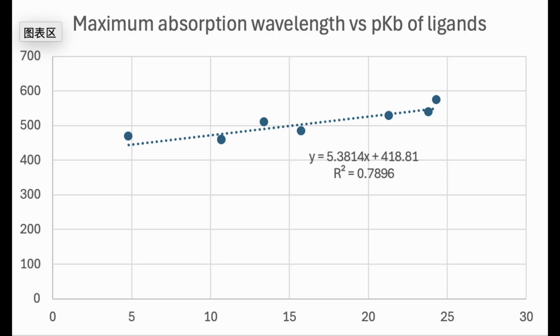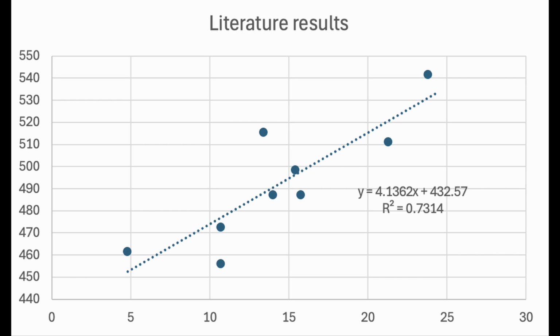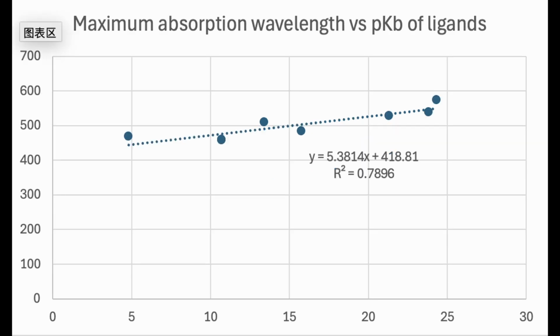As you can see, there is an apparent linear relationship between the pKb values of the ligand and the maximum absorption wavelength of their respective pentaamminecobalt(III) complexes. In fact, my correlation is even better than the correlation of the literature values, shown by my data's larger R-squared value. This relationship is due to the field strength of the ligands, and is sort of complicated since it features the ligand field theory and some stuff about orbitals.